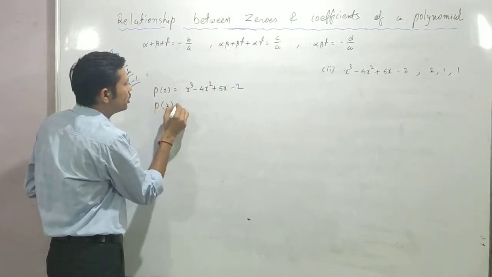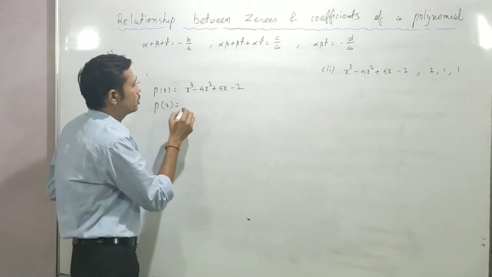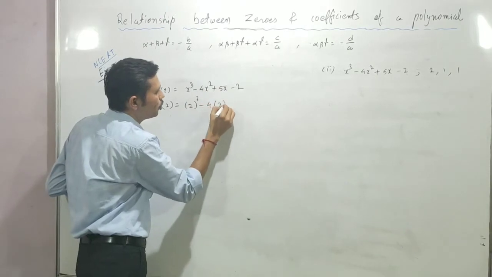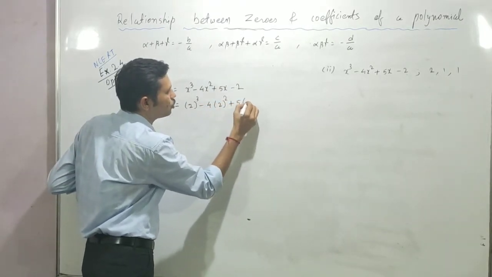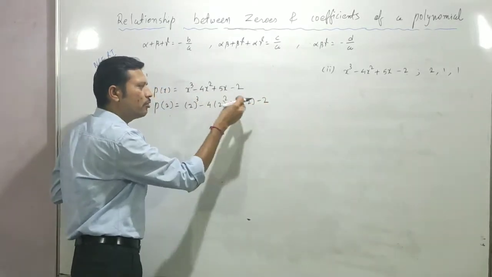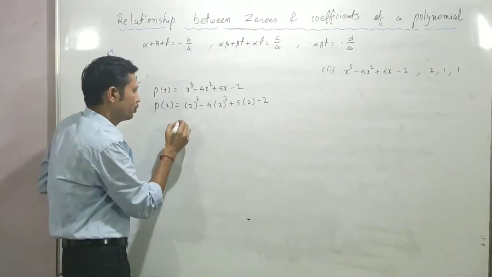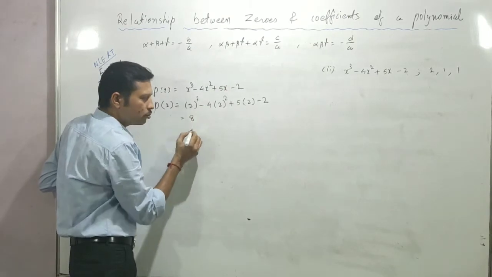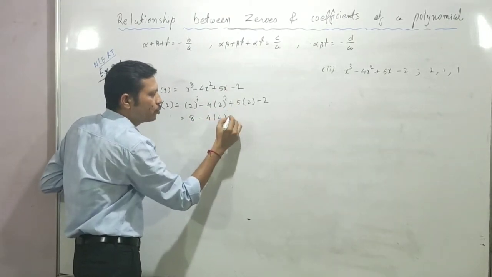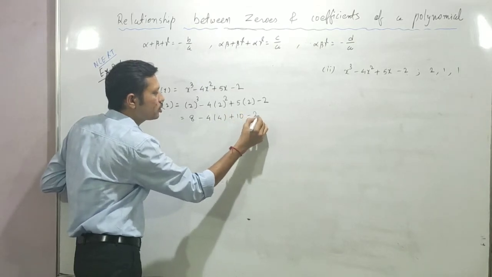Suppose I will take the value 2 here. So it's 2 cubed minus 4 times 2 squared plus 5 into 2 minus 2. Wherever x is there, each and every place we have to replace it with 2. Now 2 cubed is 8, minus 4 times 2 squared, that is 4, 5 twos are 10 and minus 2.